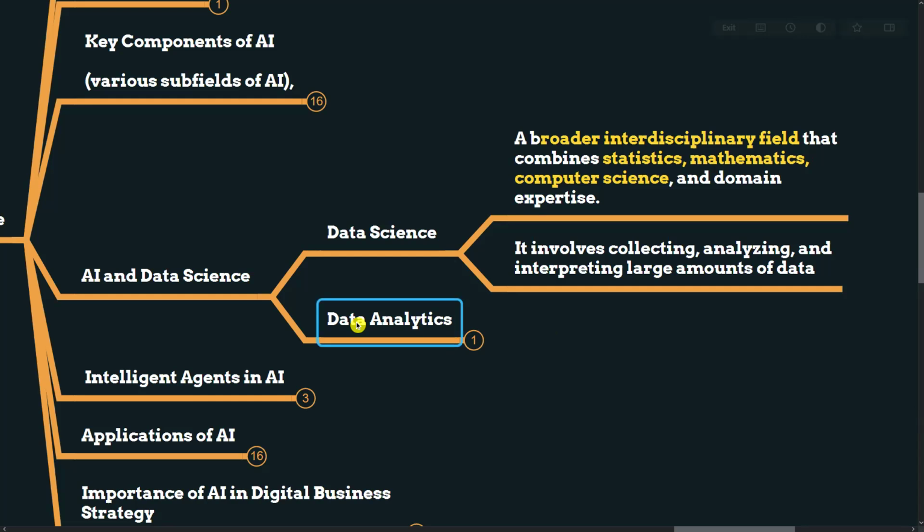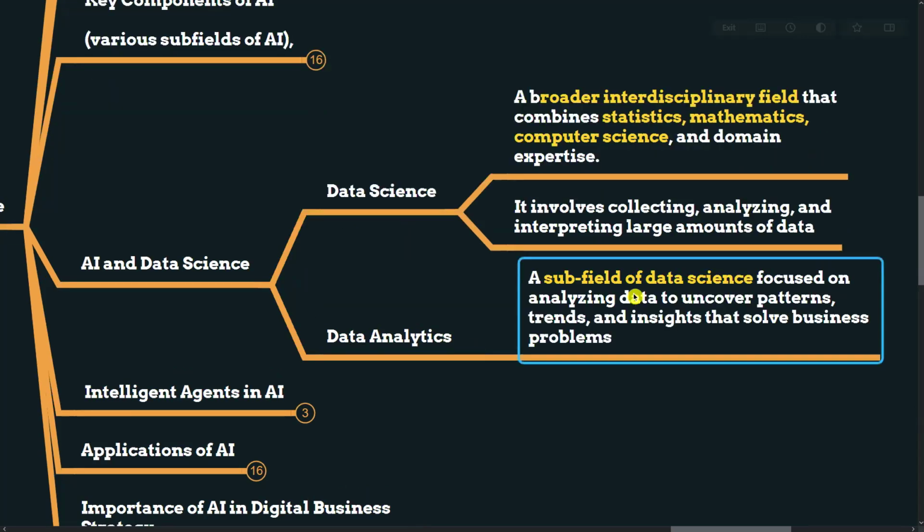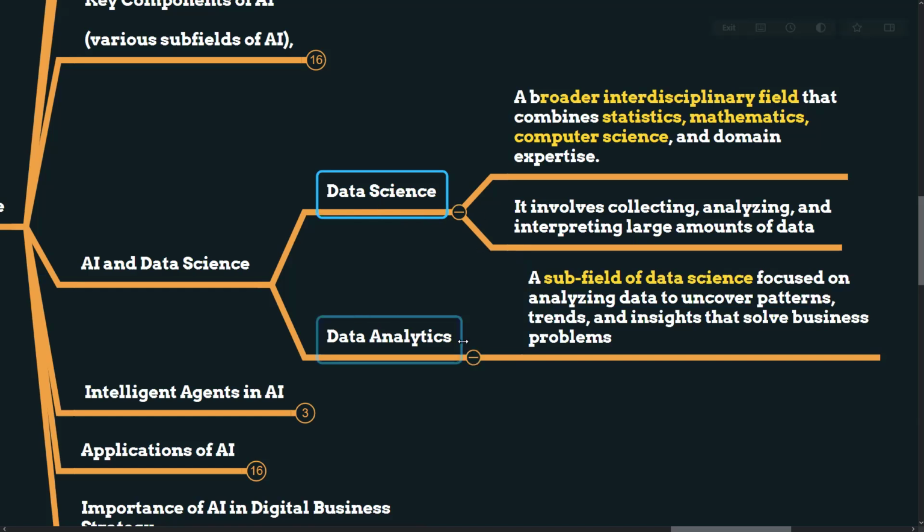And data analytics is a subfield of data science. So within data science, a big giant area, there's a small area called data analytics. That's what I'm saying: a subfield of data science focused on analyzing data to uncover patterns, trends and insights that solve business problems. Let me explain. This is a specific area, guys, within data science.